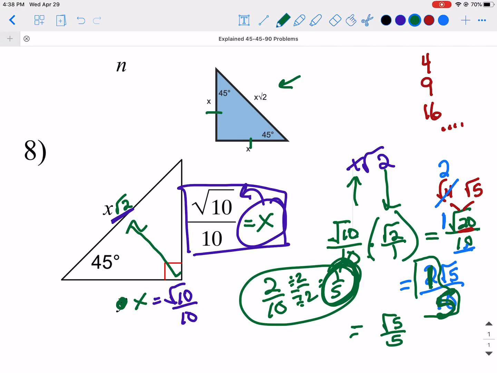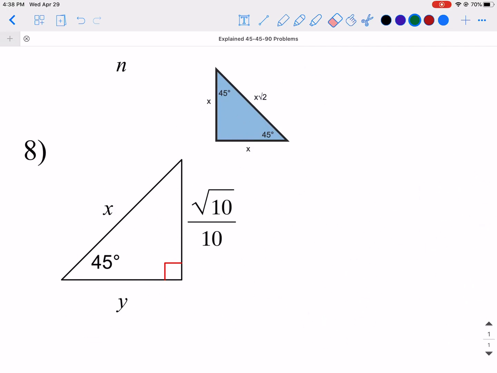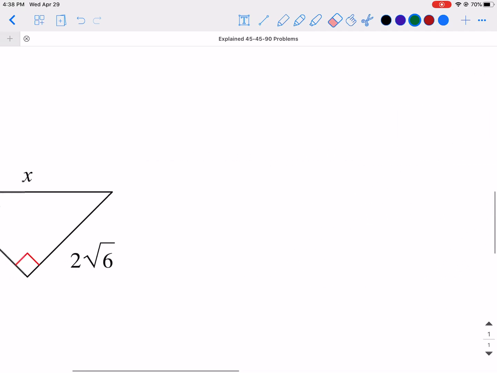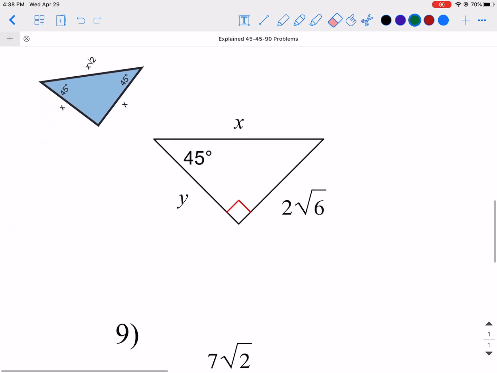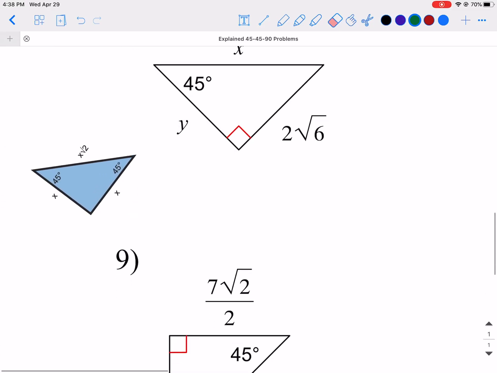Okay, don't freak out. You can do it. I believe in you. You guys are smarter than you give yourselves credit for. I know some of you are like, this is too hard. It's not too hard. It just takes time. Don't you just love math? I love math. Anyway, moving on again to number 9.